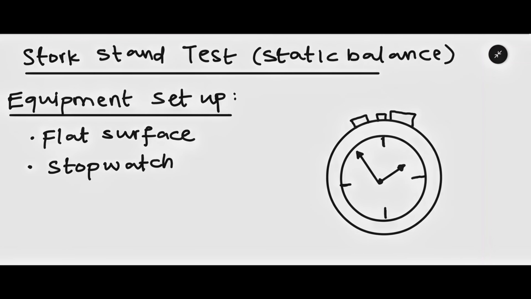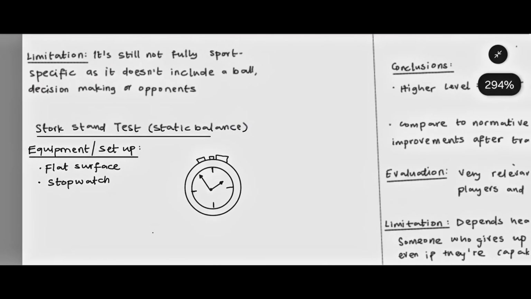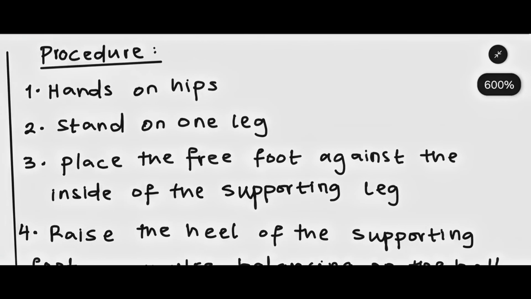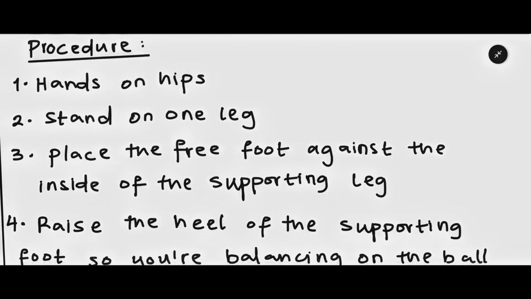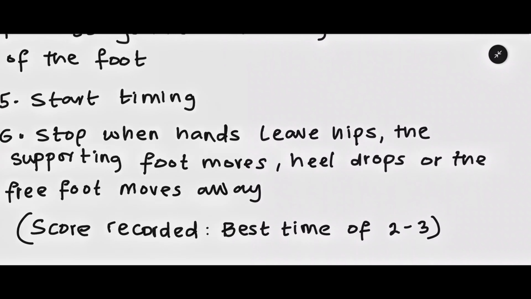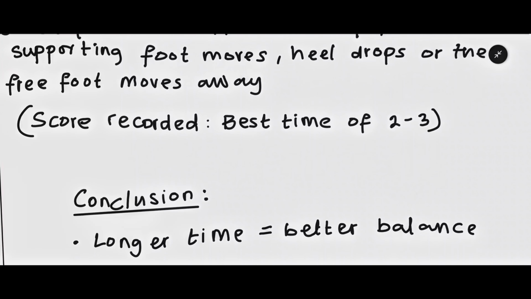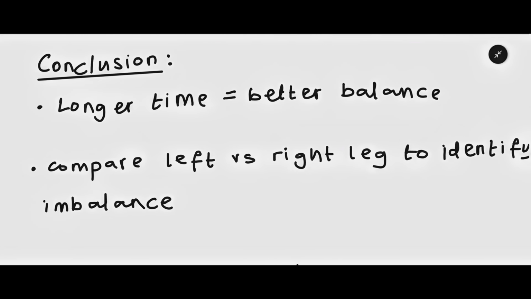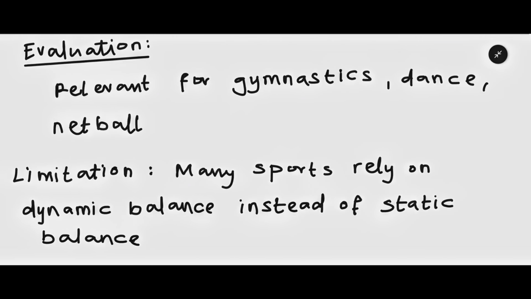Now let's look at the stork stand test, which is testing static balance. These are the equipment and setup for the test and the procedure for the test. These are the steps to carry out the test. This is the conclusion you derive from the test. And finally, the evaluation and limitation.